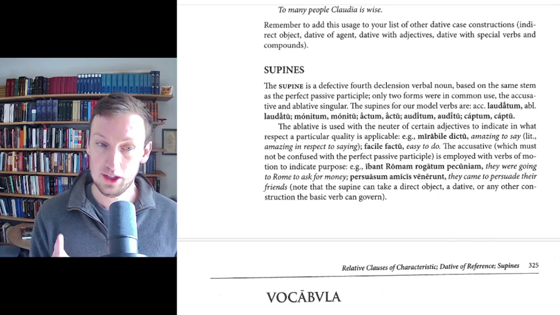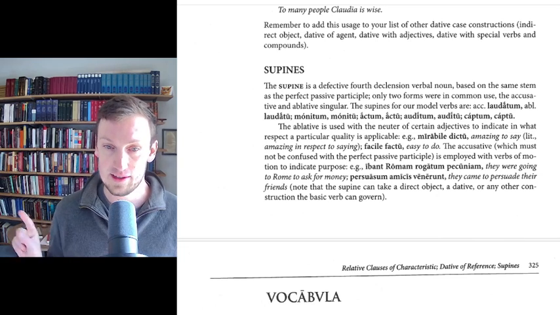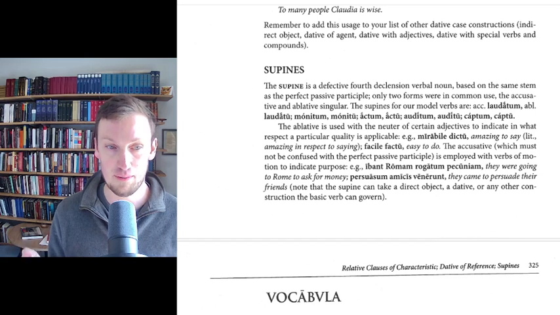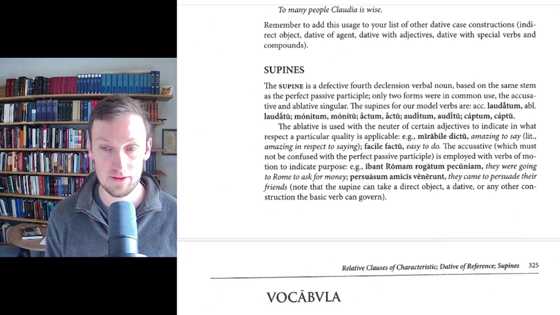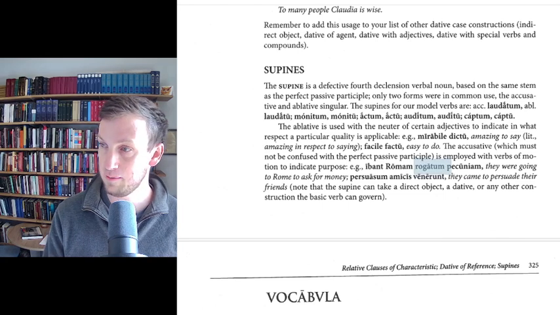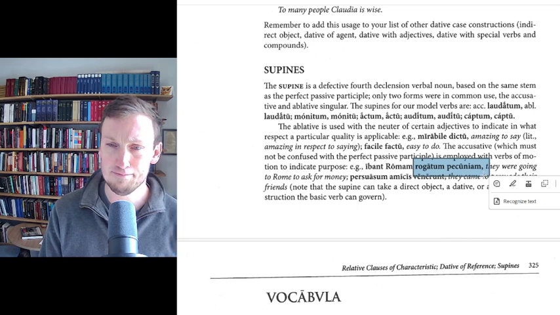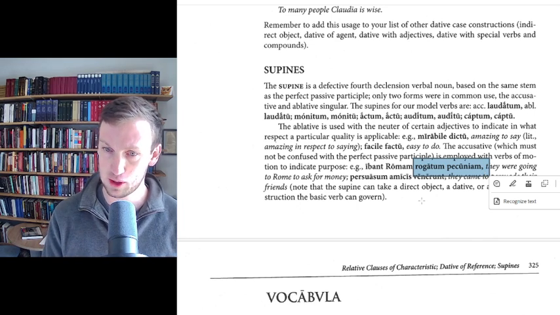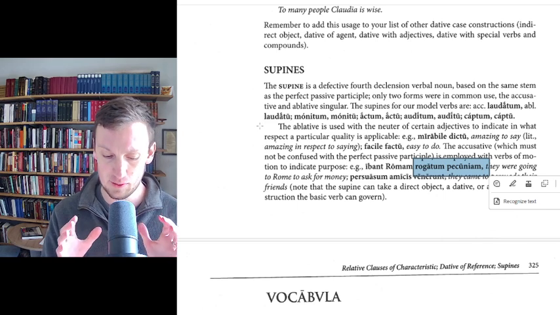A little bit harder, but not that bad, is the accusative supine. This looks like your perfect passive participle in the accusative or neuter nominative singular. And so you'll be tempted when you see these to treat this as a participial phrase, right? Rogatum pecuniam right here could look like something like money which was asked for, right? All by itself, it could look like pecuniam rogatum.